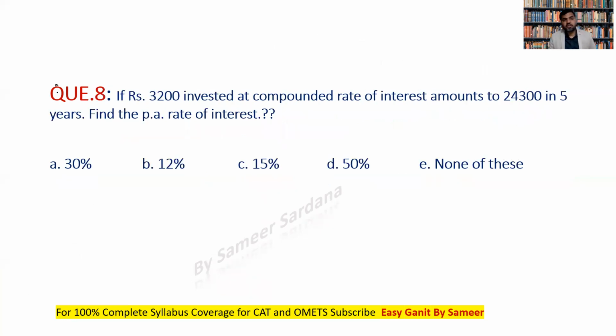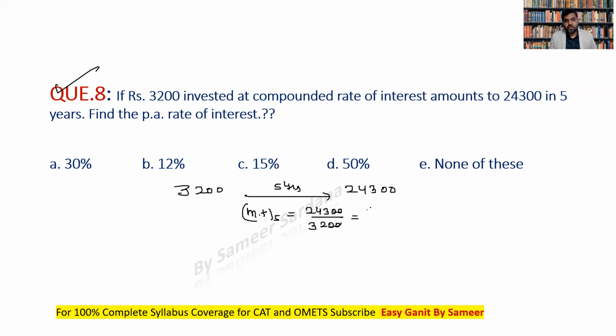Moving on to question number 8. 3,200 invested at a compounded rate of interest. With the same logic here, this money in 5 years is becoming 24300. Simply find out the multiplying factor for 5 years. The multiplying factor for 5 years is 24300 divided by 3,200. That is 243 upon 32.